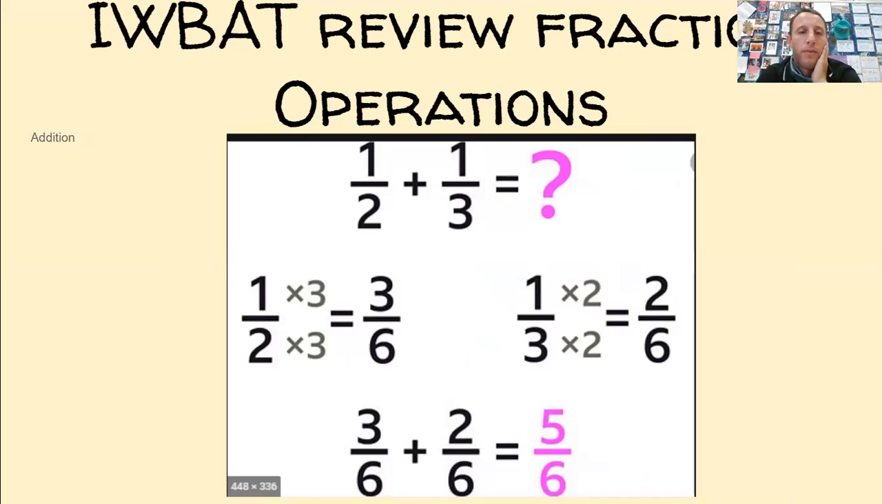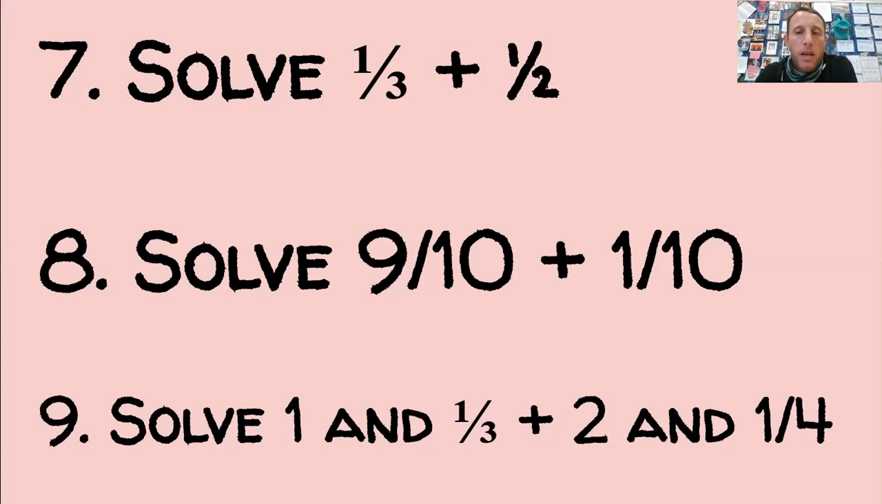So what do we do? We convert 1/2 using equivalent fractions to get to 3 over 6. And we do 1/3 times 2 over 2 to get 2 over 6. When we add those two together, now we add straight across. The numerators change, the denominator will stay the same when we add fractions. So here are a couple examples you can do. And the last one's a mixed number added together.